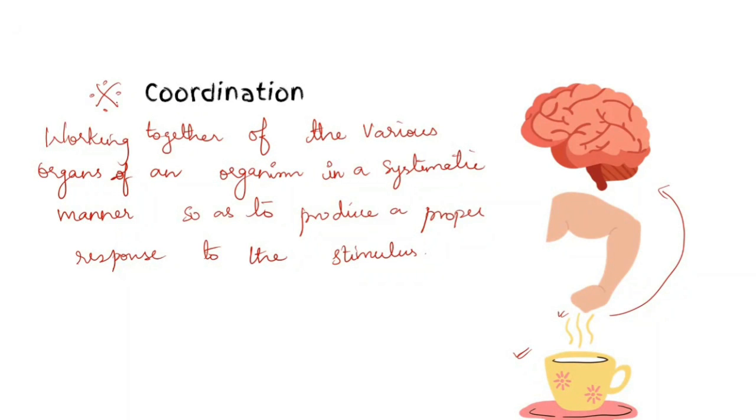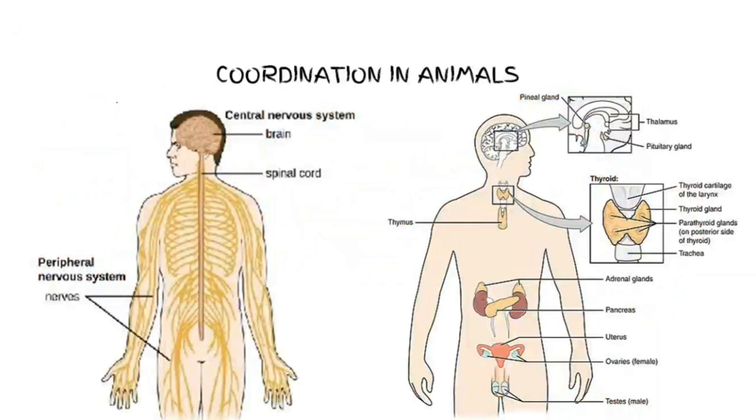You can just study this. All right. Now, coordination in animals is because of the nervous system and the endocrine system.